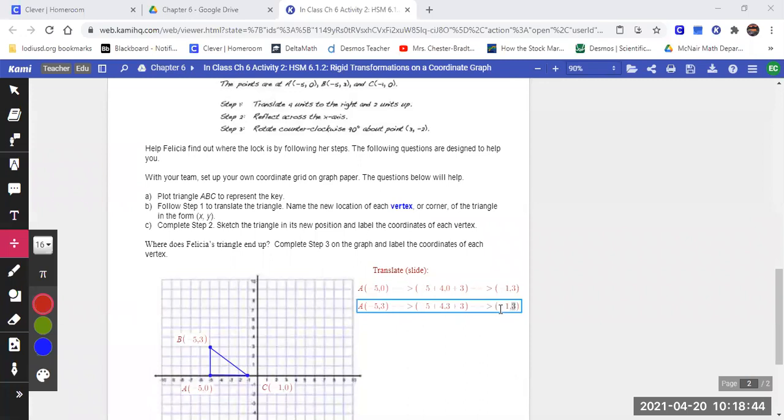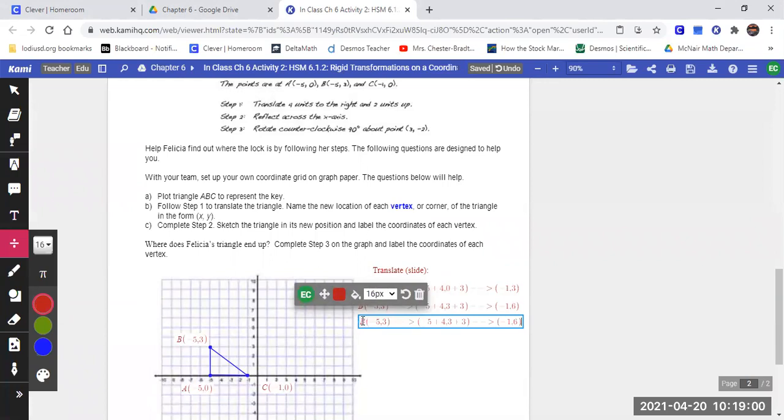-1, 6. Okay. Now we have to do C. What is C's existing location? Should say B, sorry. What is C's existing stuff say? That's what we always list first. Where is C at right now?